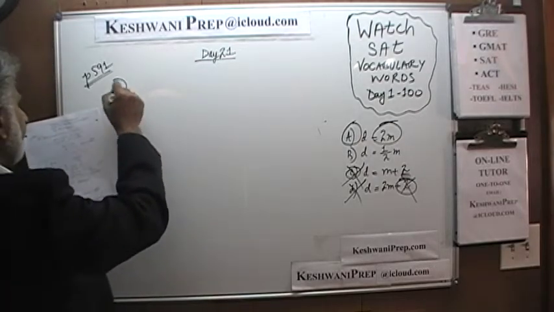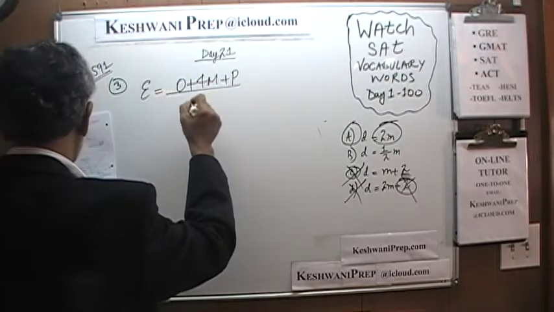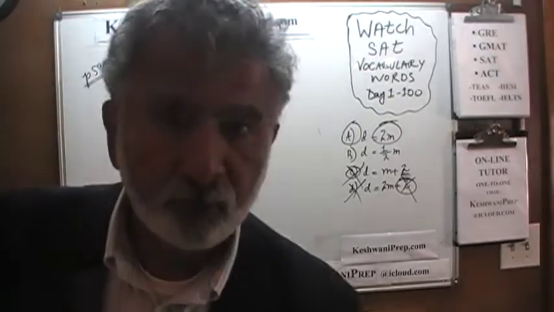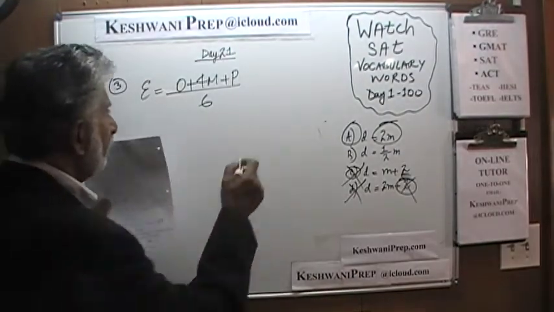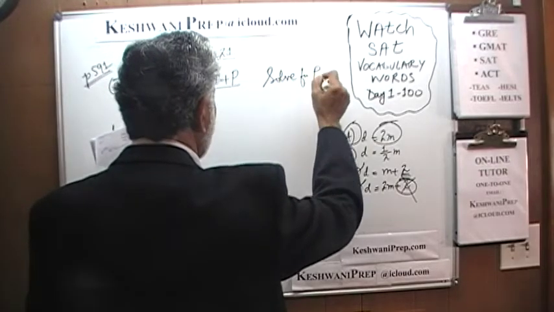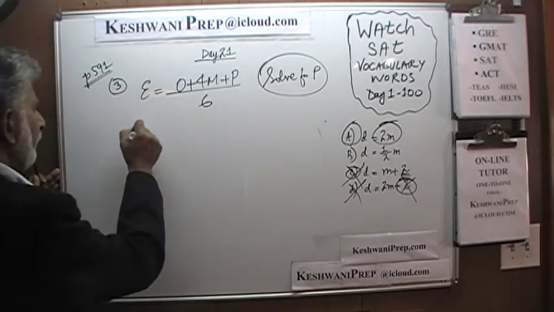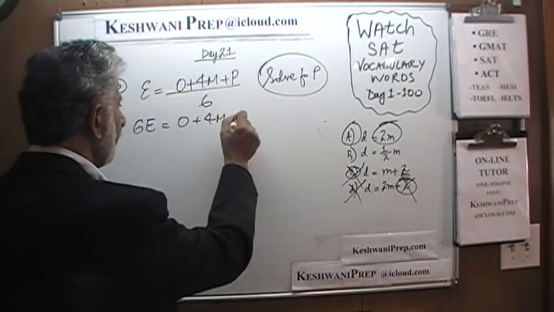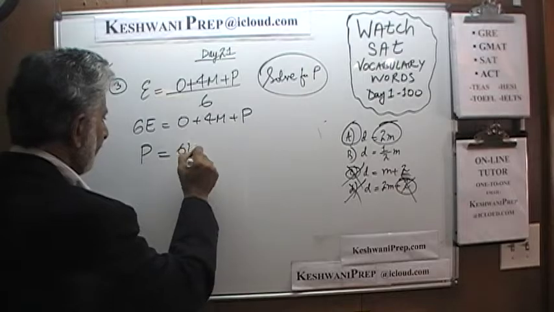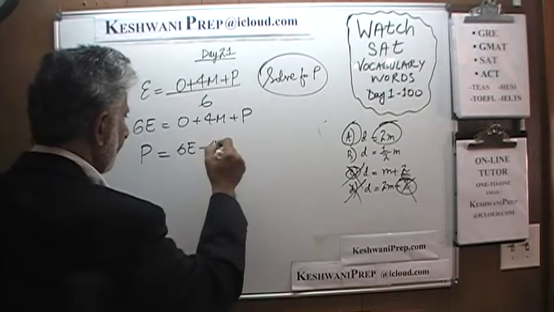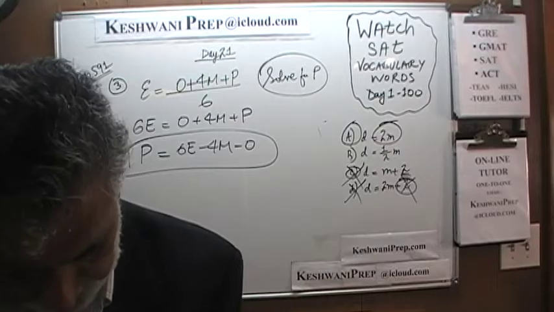Number 3. In number 3 we're given an equation which looks something like this. You can read all of the mumbo jumbo yourself, I'm not going to bother with that. The bottom line is, this is an equation and we're being asked to solve for P. Let's multiply both sides by 6. So we're going to get 6E equals O plus 4M plus P. Since we want to solve for P, bring the 4M and the O to the other side. So P equals 6E minus 4M minus O. There you go. We're not concerned with what the equation represents.